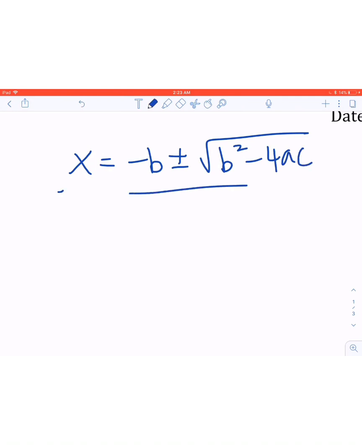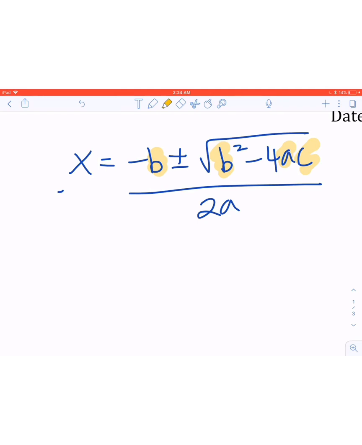x is equal to negative b plus or minus square root of b squared minus 4ac all over 2a. I know it looks kind of funky, but here b stands for the middle term, a is the first, c is the last. And all you need to do is simply plug in those values from each quadratic equation and solve for x.